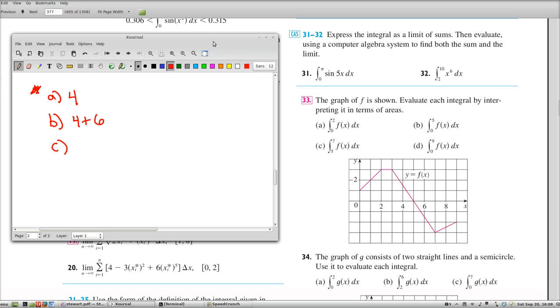I think I'll set this thing so it's always on top. Probably I'm going to regret that.